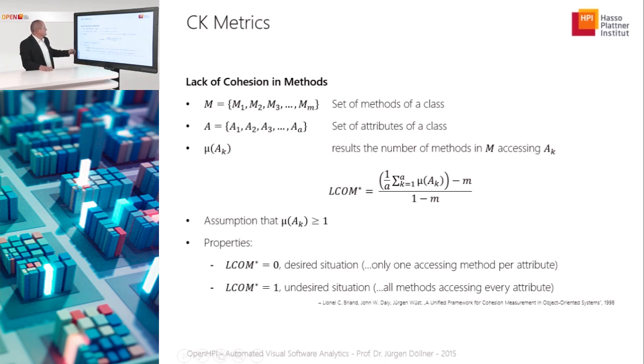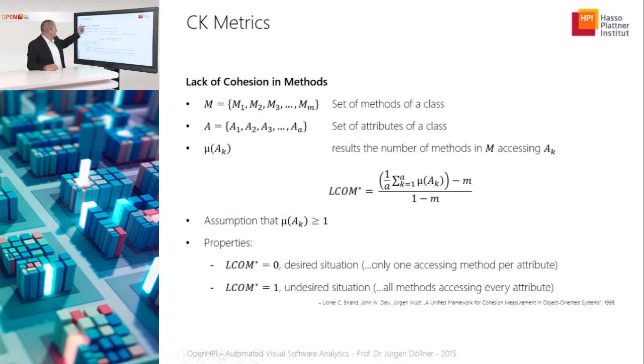This metric assumes that for a given class we have a set of methods M, including the methods M1 to Mm, and that the class is defined by a set of attributes A1 to Aa. So these are the constituting elements of the class. The lack of cohesion in methods defines now one function, mu(Ak), and this function returns for a given attribute the number of methods of the class that actually access this specific attribute.